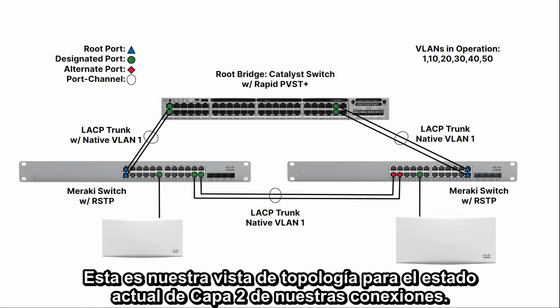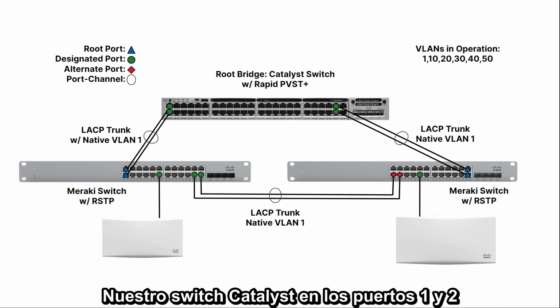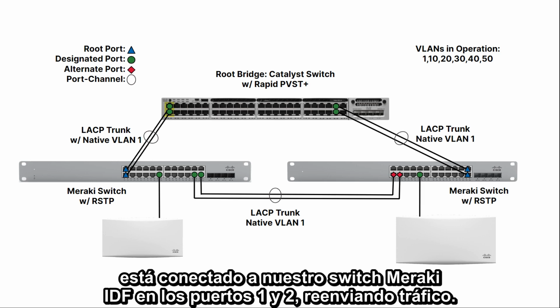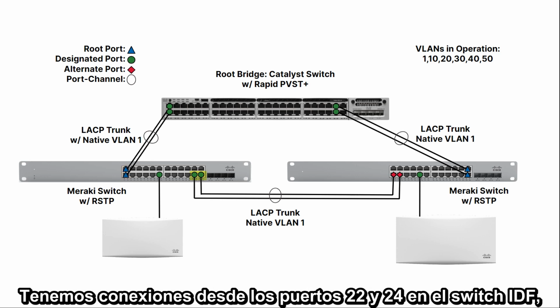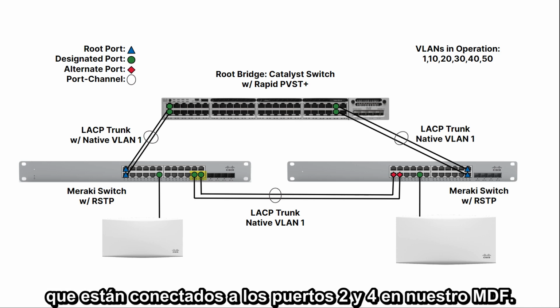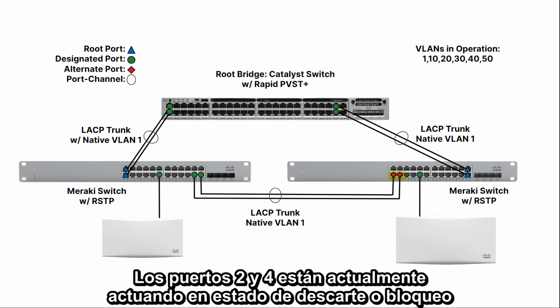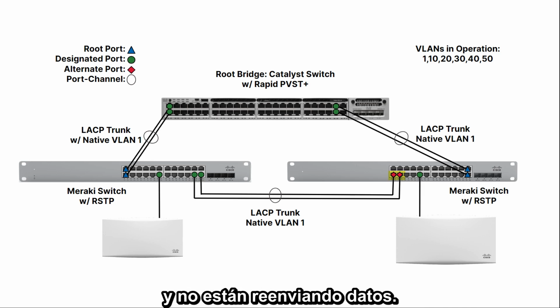This is our topology view for our current layer 2 status for our connections. Our Catalyst switch on ports 1 and 2 is connected to our IDF Meraki switch on ports 1 and 2, forwarding traffic. Ports 1 and 2 of the Meraki switch are operating as root ports. We have connections for ports 22 and 24 on the IDF switch, which are connected to ports 2 and 4 on our MDF. Ports 2 and 4 are currently acting in the discarding or blocking state and not forwarding data.